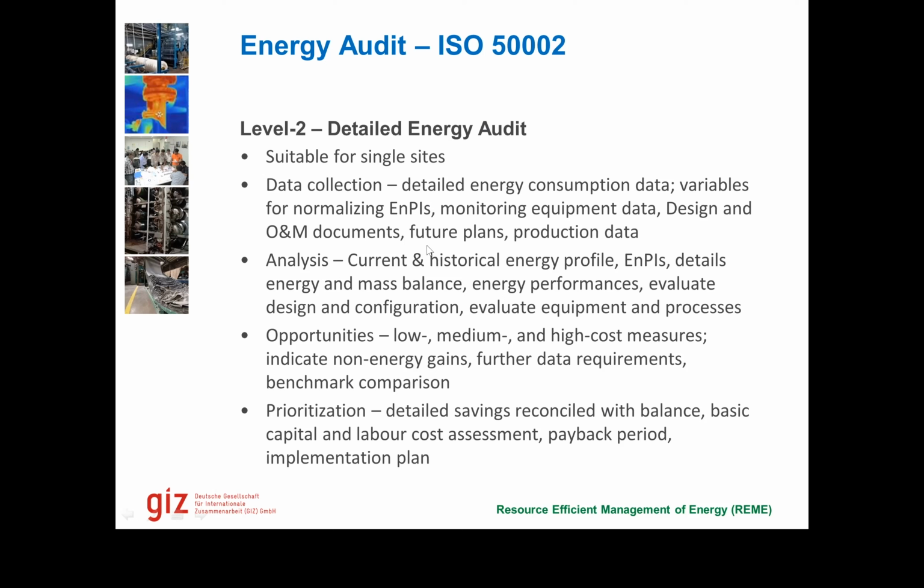And then we found out that the factory is working only 8 hours, and the auditor actually assumed that the factory is working 24 hours. So we multiplied the consumption by 3, and since the saving was about 40-45%, the whole total saving was more than the total consumption of the factory. So we always need to reconcile with the balance and see, because maybe sometimes we make a calculation error, and this calculation error leads to this kind of issue. And then also looking at basic capital and labor cost assessments, payback periods, and the implementation plan. This is how the prioritization is required by ISO 50002.